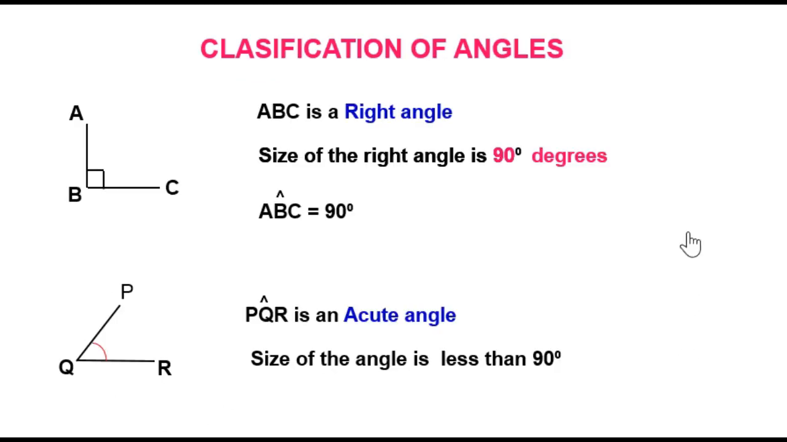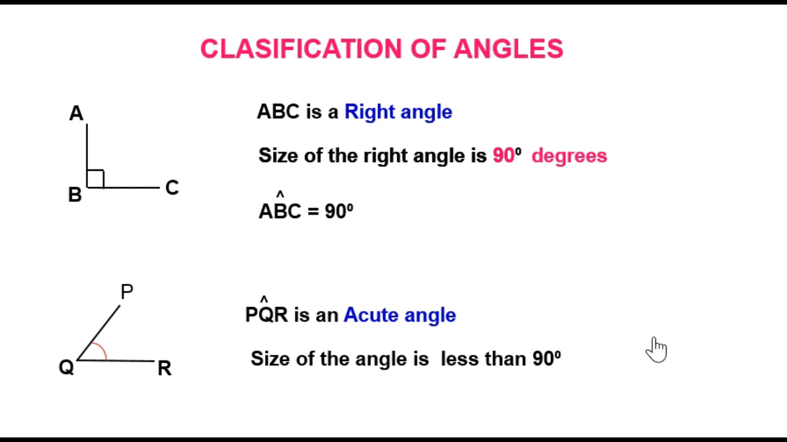Classification of angles. This you already know. You have learned in grade 6 how to classify angles. This is a right angle. Now you know how to name a right angle. Here the right angle is 90 degrees. You can write ABC equals 90 or CBA equals 90. This is an acute angle. What is an acute angle? An acute angle is less than 90 degrees.